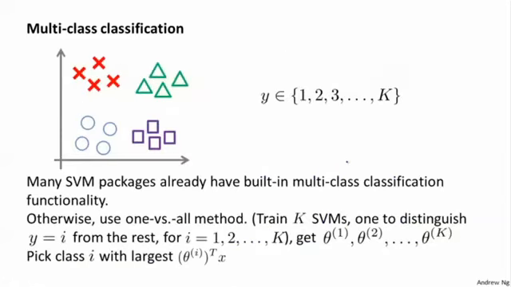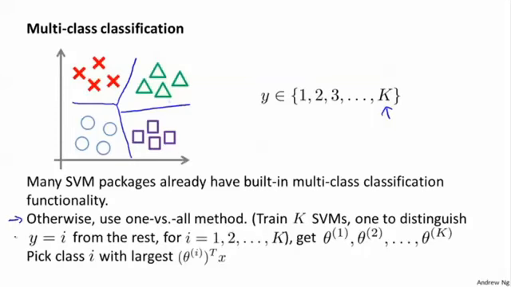So, just two last details I want to talk about in this video. One is multi-class classification. If you have 4 classes, or more generally K classes, how do you get an SVM to output some appropriate decision boundary between your multiple classes? Many SVM packages already have built-in multi-class classification functionality. So if you're using a package like that, you just use that built-in functionality, and that should work fine.